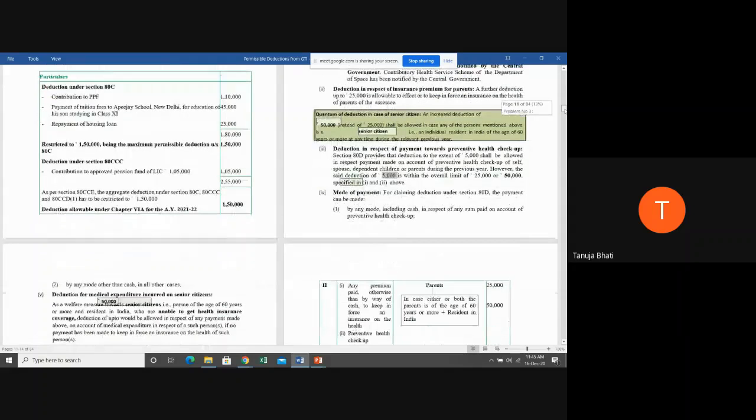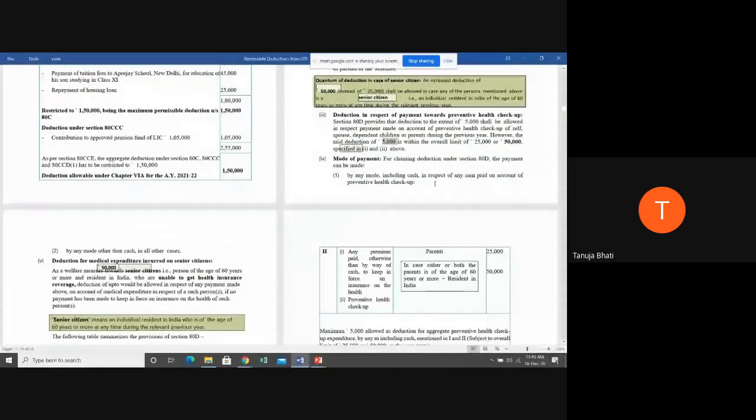Now what has to be the mode of payment? For claiming deduction under section 80D, if you are making a payment for the preventive health checkup, it can be in any mode including cash. But for anything other than the preventive health checkup, the payment has to be in any mode other than cash. So only the preventive health checkup payment you can make in cash, and the other premiums that you're paying for health insurance have to be in any mode other than cash.